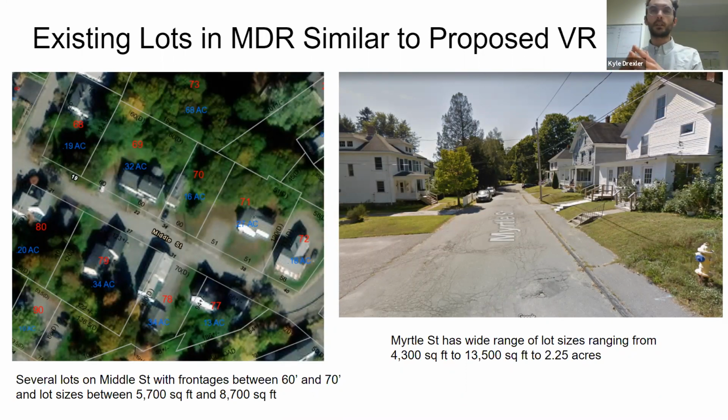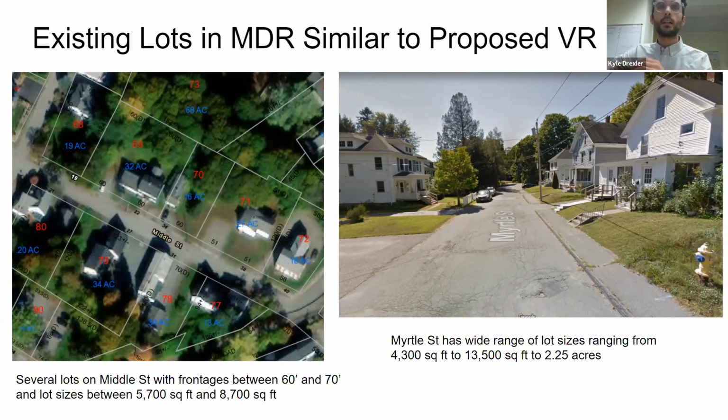Just because our current minimum lot size is 20,000 square feet doesn't mean that was always the standard. As neighborhoods develop over time, you see trends in certain lot sizes generally. So these are just a couple of examples to show that this 5 to 10,000 square foot range for lots in some places in the MDR already exists, and is part of established neighborhoods in town.